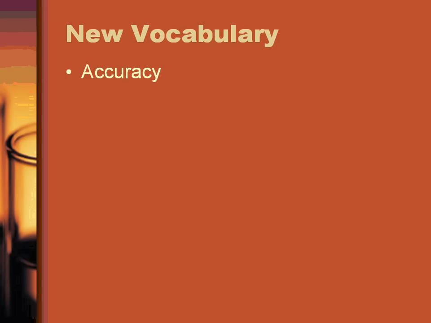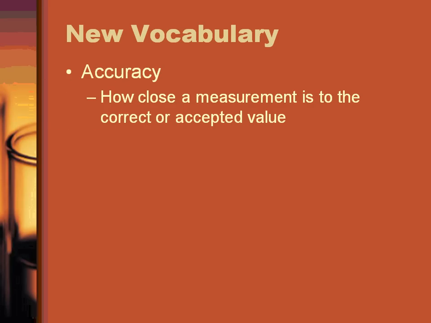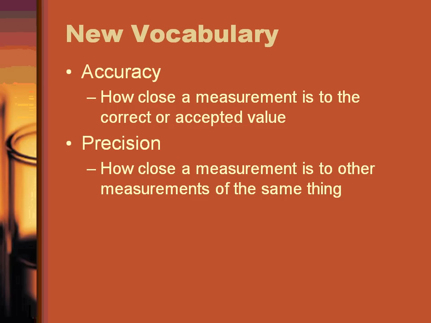Okay, so accuracy, you probably already know this, but it is how close a measurement is to the correct or accepted value. All right, and we're going to go into a little bit more detail on how you see that, but accuracy: how close a measurement is to the correct or accepted value. All right, and remember, if I'm going too fast, pause it. Precision, on the other hand, is how close a measurement is to other measurements of the same thing. So when you are taking multiple measurements of something, how close are they together?